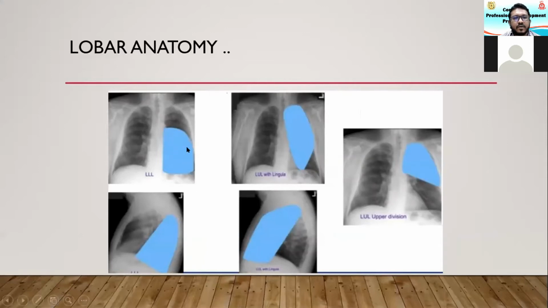When it comes to the left side, it's just two lobes. So you have an upper lobe and a lower lobe. The upper lobe is anterior to the oblique fissure, and the lower lobe is posterior to the oblique fissure. But again, you can see that the superior segments always overlap the upper lobe.